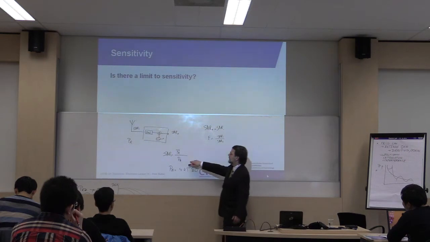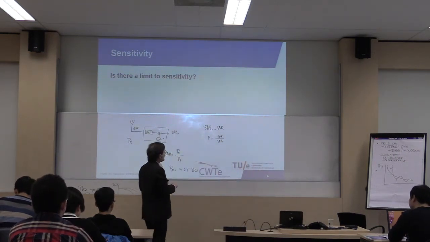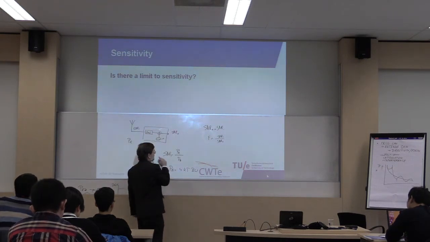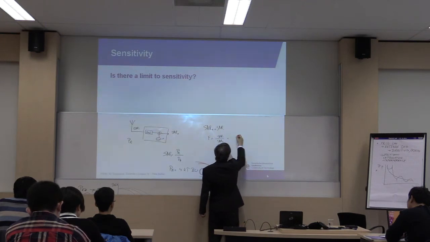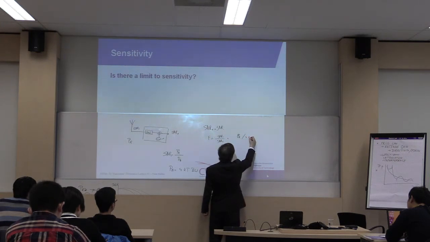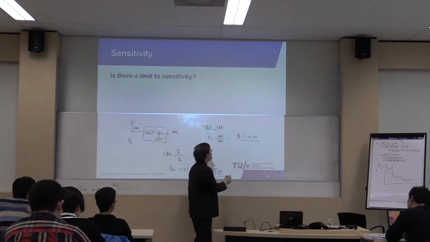So we know the noise. This is our sensitivity. We also know the noise that we have at the output, right? So we can put this in here. We know that the input signal to noise is our PR, the received power, divided by the noise, 4kT times the bandwidth, divided by the signal to noise at the output.